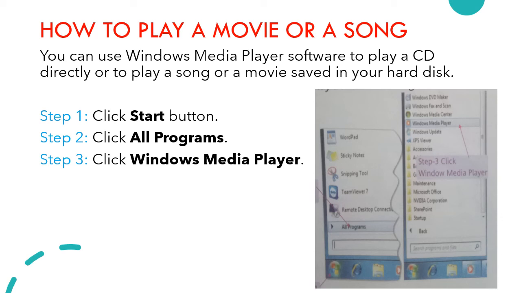So the following are the steps to play a movie or a song. Step 1 is click start button. You can see in the given picture also, first of all, you have to click on the start button. Then click all programs, and the third step you have to take is click Windows Media Player. The Windows Media Player screen opens and you can now open a file of your choice.